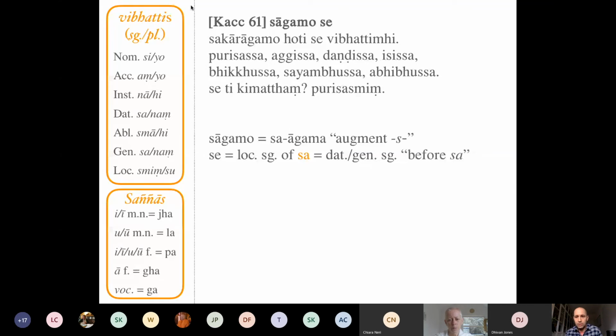And that means before sa. That means before the dative or genitive singular ending. So there is the augment s or sa before the dative genitive singular. So the result will be something like this. If you want to make the dative or genitive of purisa, you will have the nominal base purisa plus sa. But because of this rule, Kaccāyana 61, you have to insert or add an augment before the case ending. So you will have purisassa.